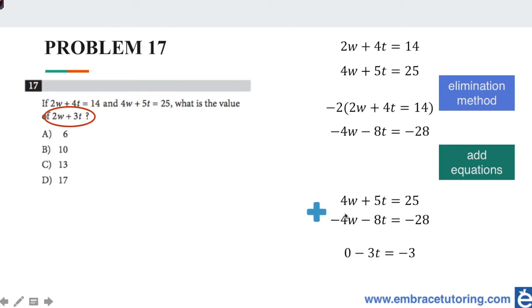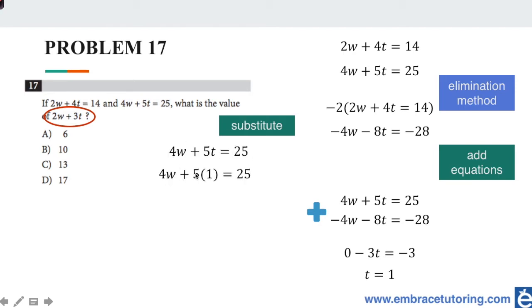And my 25 plus my negative 28 is going to give me negative 3. When I simplify and solve for t, I'm going to get t equals 1. I can now plug this back in and substitute into my initial expression. I'm going to get 4w plus 5 times 1 equals 25. Remember, the t is coming from what we originally solved for. And then I get 4w plus 5 equals 25.